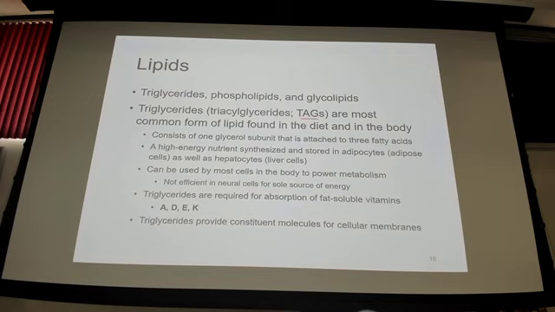Vitamin K is used for metabolism, and also to break down our fat-soluble vitamins so that we can absorb our fat-soluble vitamins, A, D, and K. All right?